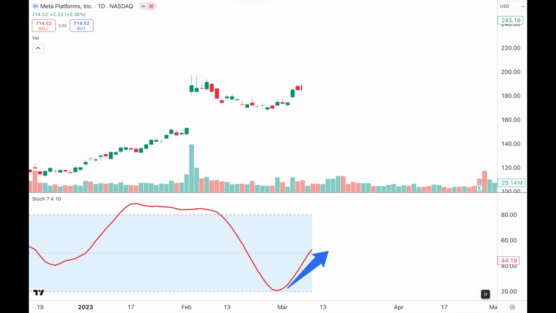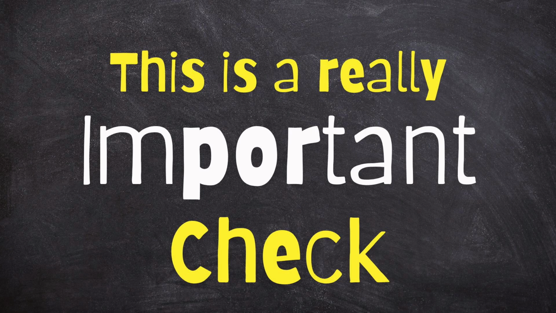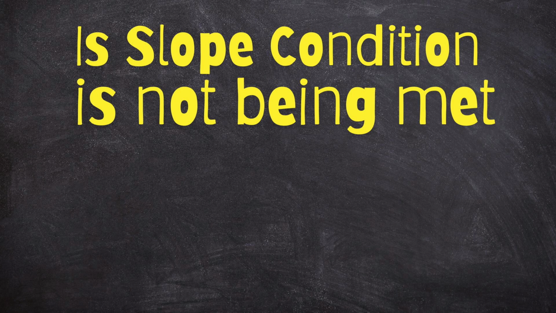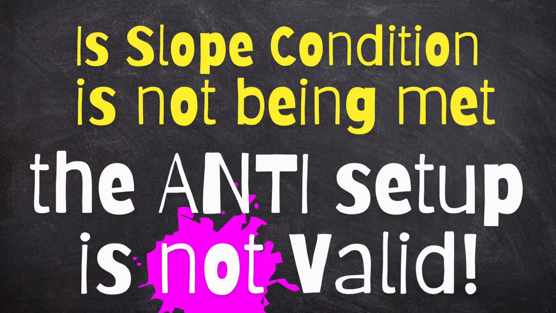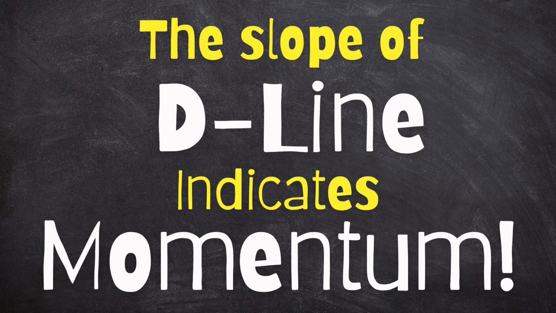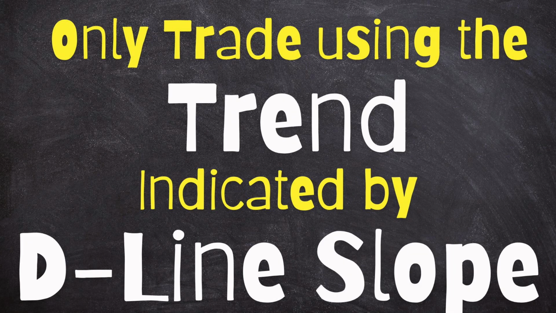If the D line is sloping down or momentum is flattening out, the setup is invalid. And why is this important? The D line measures the trend of momentum. Since momentum often leads price, a rising D line tells us that despite short-term fluctuation, as long as the D line is trending upwards, the dominant force in the market is still bullish.